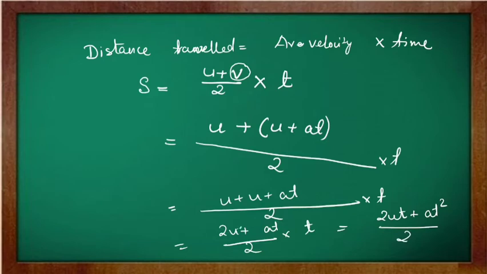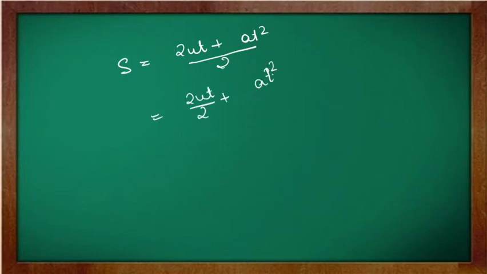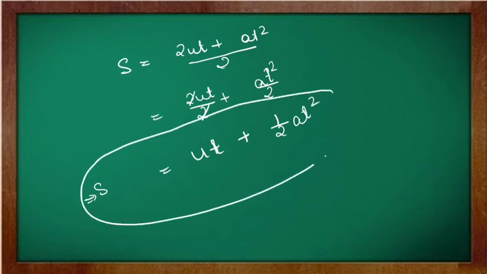It's a distributive property where this 2u is multiplied with this t also and at is multiplied with t also. So 2ut plus at square divided by 2. Now here the expression that you have got is s is equal to 2ut plus at square by 2. Now separate this 2. Let us write 2ut by 2 plus at square by 2. Now these 2 and this 2 will cancel out. So finally you will get s is equal to ut plus 1 by 2 of at square, and this is your second equation of motion.